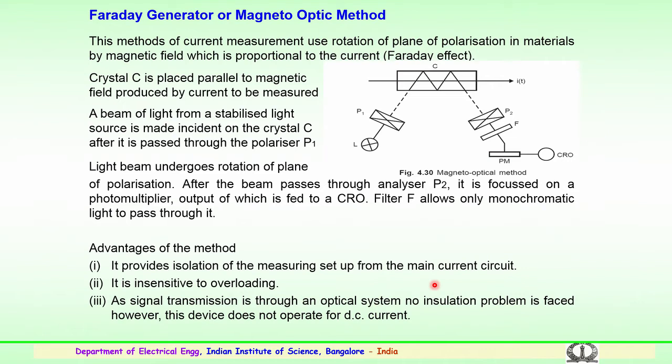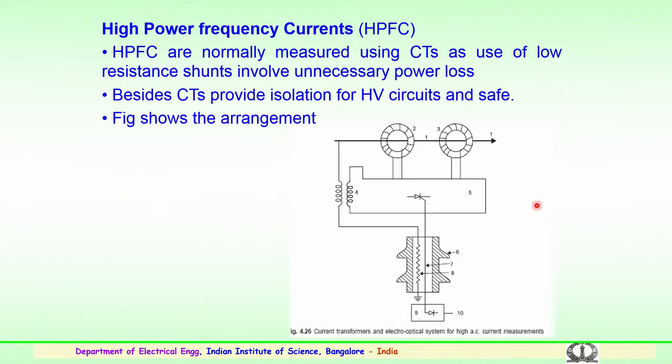Third, the signal transmission is through an optical system, which we discussed, so no insulation problem is faced. However, this device does not operate for DC currents, which is an important point to be known.